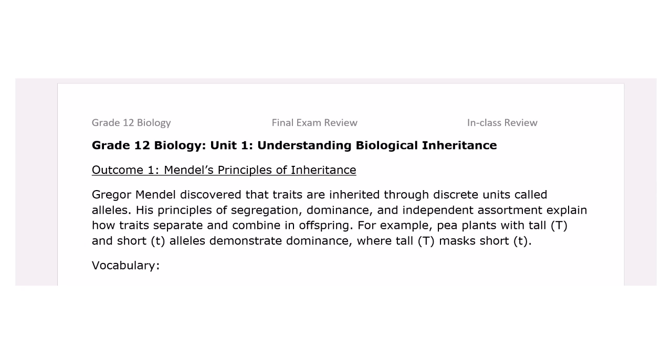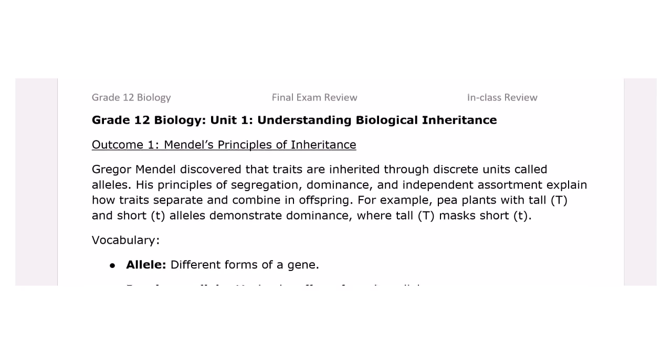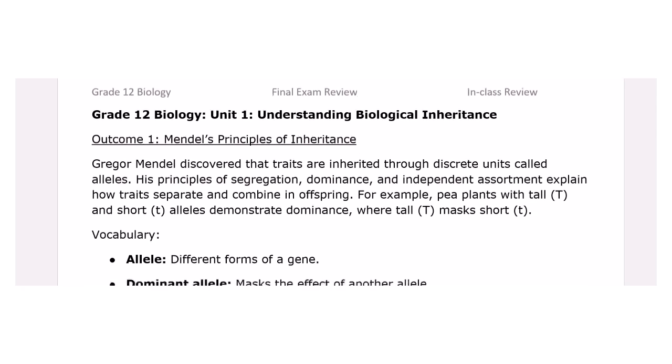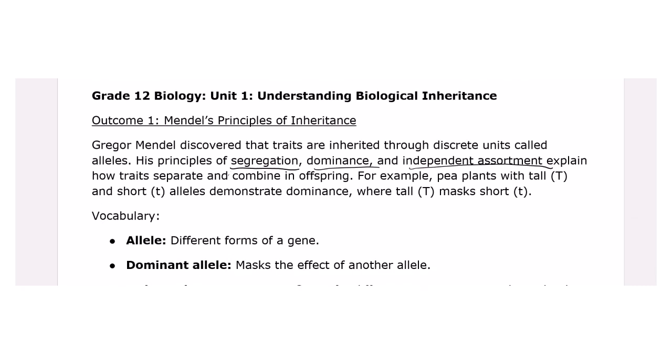Outcome 1, Gregor Mendel. Who's he? Father of what? Genetics. He discovered that traits are inherited through discrete units called alleles. His principles of segregation, dominance, and independent assortment are the three principles you must know for the exam. They explain how traits separate and combine in offspring. For example, pea plants with tall, capital T, and short alleles demonstrate dominance, where tall T masks short t.